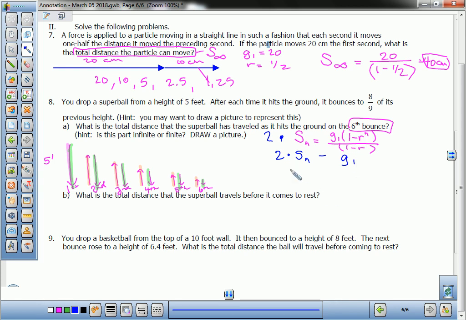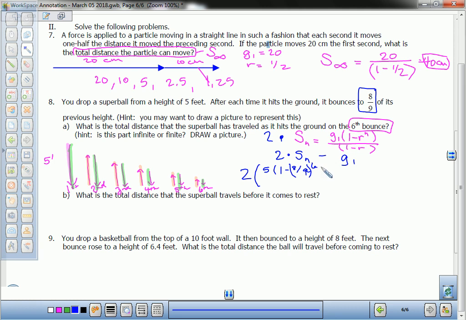So what we do is 2 times the first drop, which was 5 feet, times 1 minus the ratio to the 6th, over 1 minus the ratio. The ratio is 8/9. That's a pretty good bounce. 8/9, 6th bounce, 1, 2, 3, 4, 5, 6, over 1 minus the ratio.